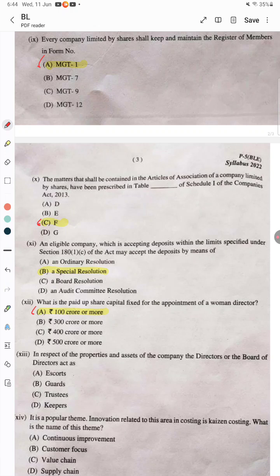And then: in respect of the properties and assets of the company, the board of directors should act as a trustee. So they are not guards or keepers. They have to act as a trustee of the company. So C is the correct answer. Please make note of it. C, trustee, is the correct answer.